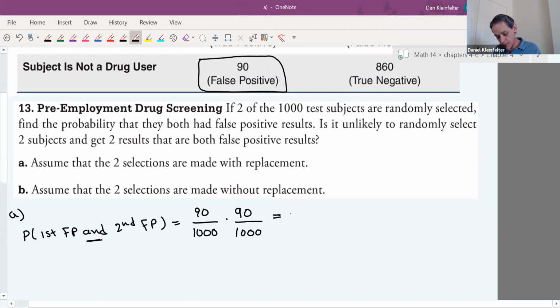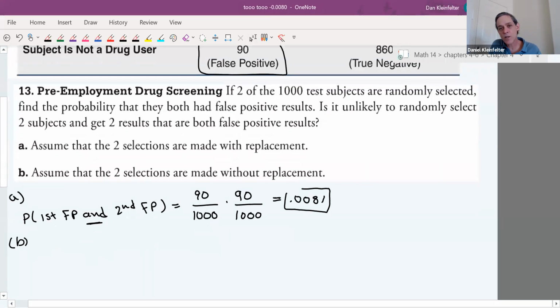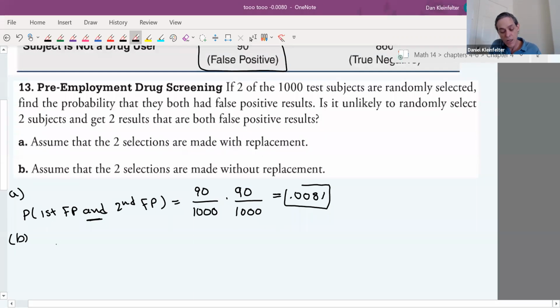So that's 0.0081. All right, for part B, the story and everything is very similar. The only change is that we're making the selections of the two people without replacement. So when we go to choose the first person, there's 1,000 people, out of which there are 90 false positives. And here's where the difference comes in.